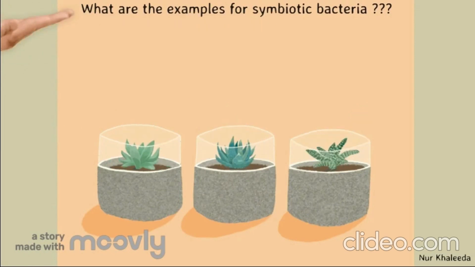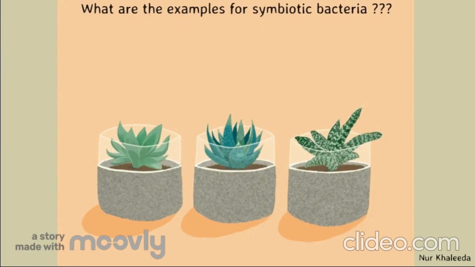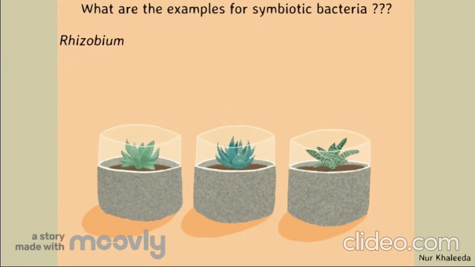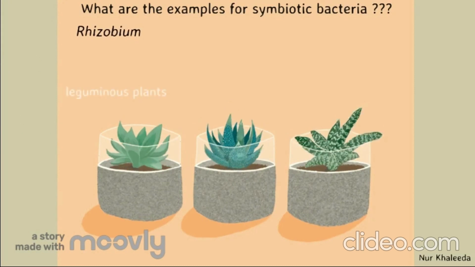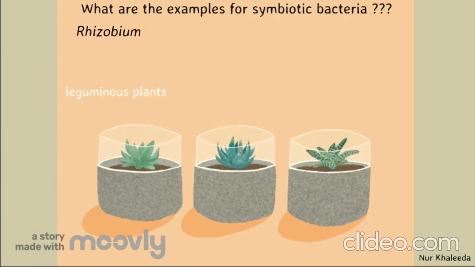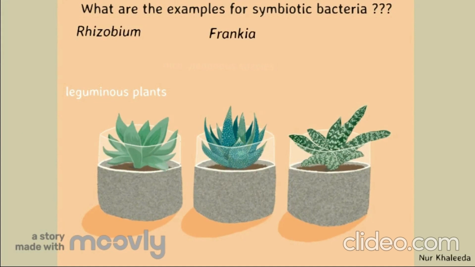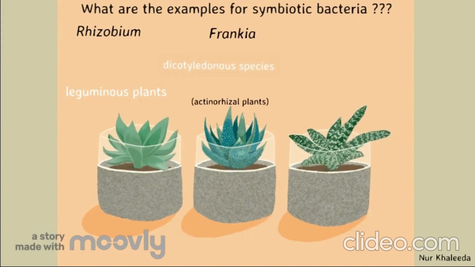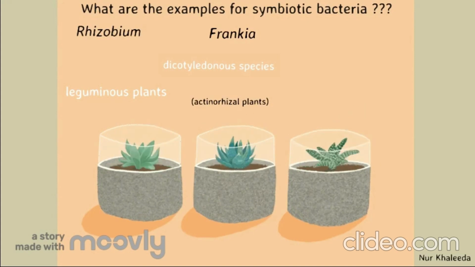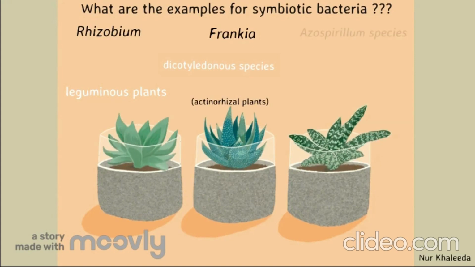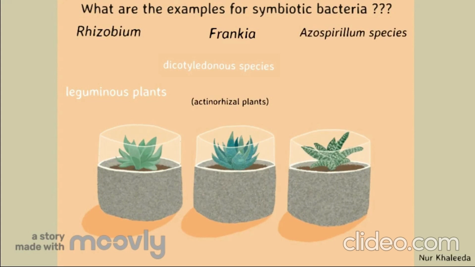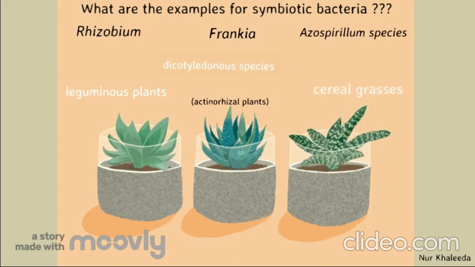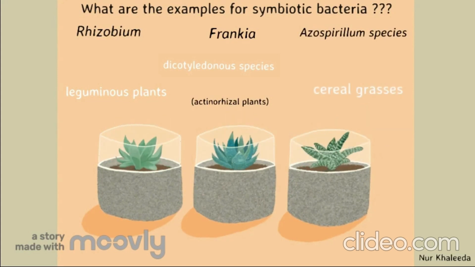Examples of symbiotic bacteria include Rhizobium, which is associated with leguminous plants, for example, various members of the pea family. The second one is Frankia, which is associated with certain dicotyledonous species, which are actinorhizal plants. And lastly, certain Azospirillum species, which are associated with cereal grasses.